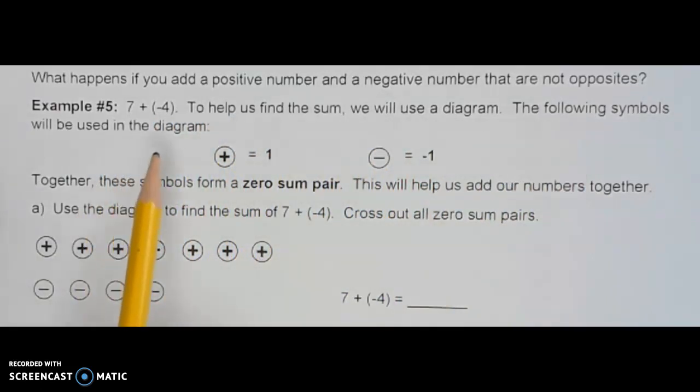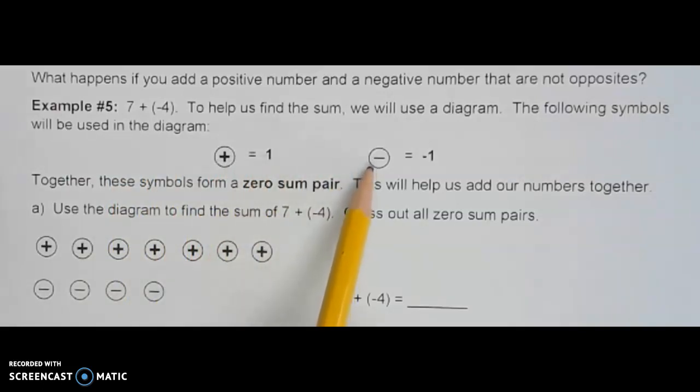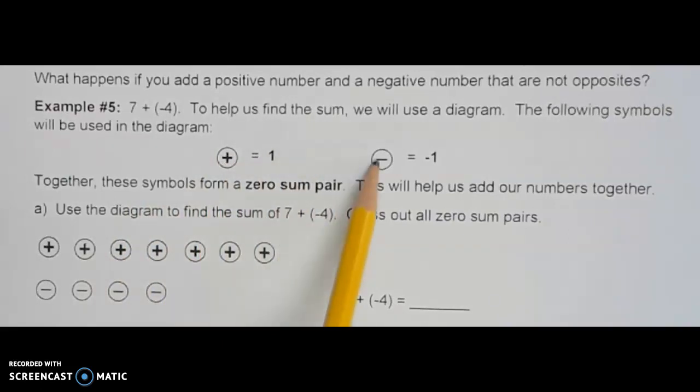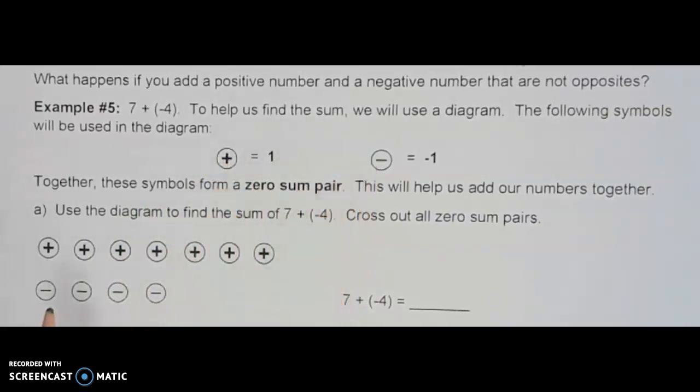The following symbols will be used in the diagram. If we have a positive symbol, that represents positive 1. And if we have a negative symbol, that's going to represent negative 1. Together, these symbols form a zero-sum pair. If you have one positive and one negative, together it equals 0. Let's see if we can figure out what the sum is going to be.